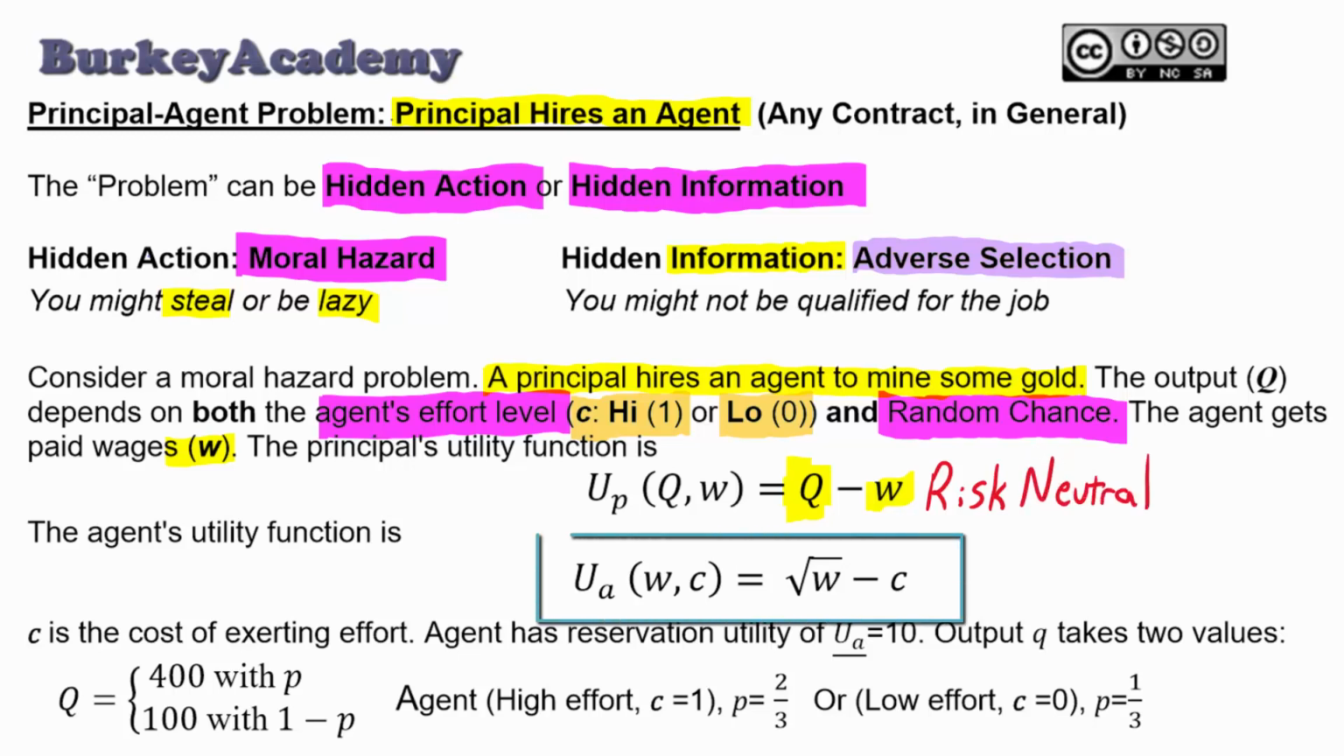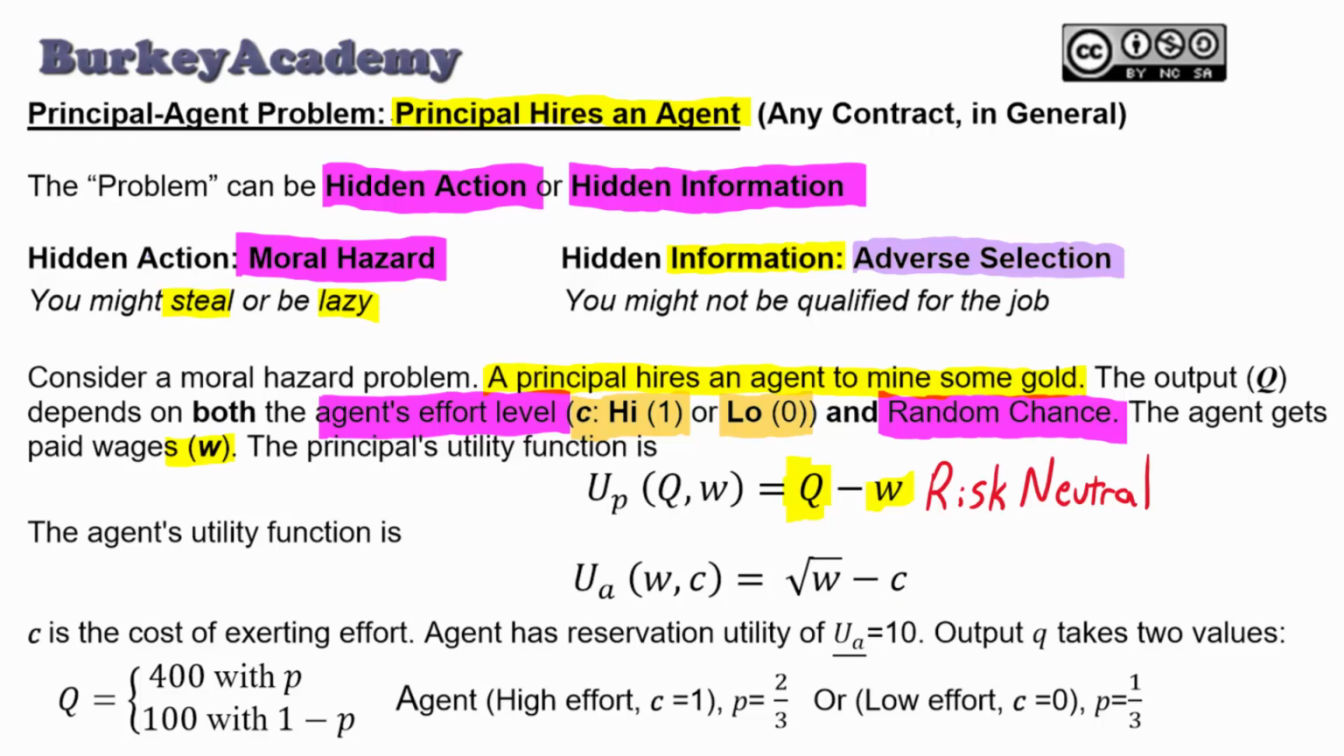However, the agent has a utility function that is the square root of the wages minus C. And C is this effort. So it's going to cost this agent either 1 or 0 in order to expend effort. If they're lazy, they're not expending any effort at all. And if they are working hard, it's going to cost them 1 off of their utility. So the square root of however much money they have, minus 1 if they work hard, minus 0 if they don't work hard.